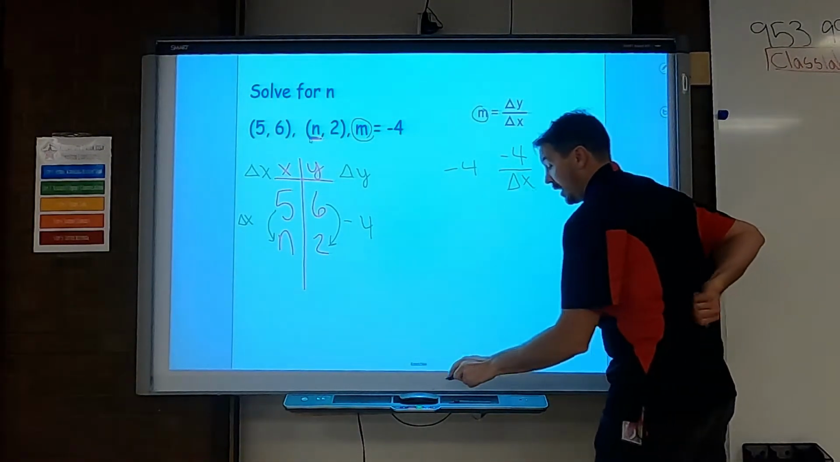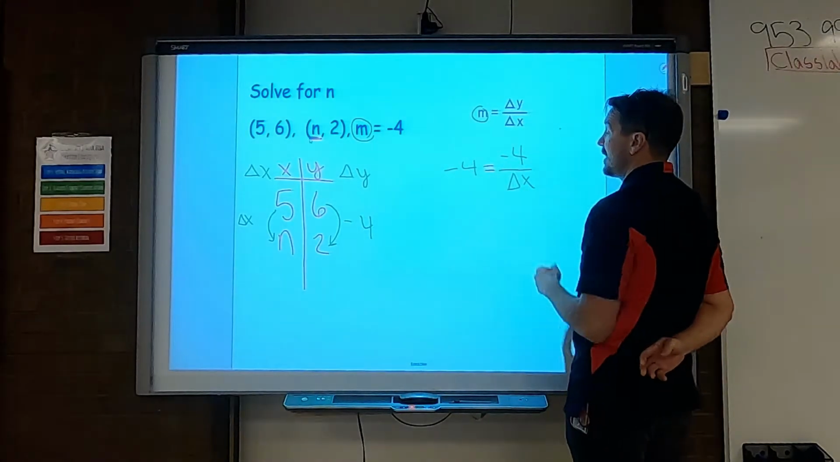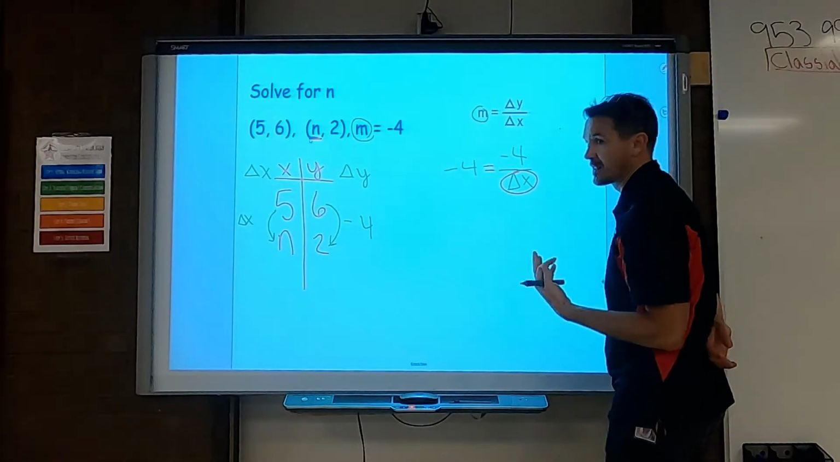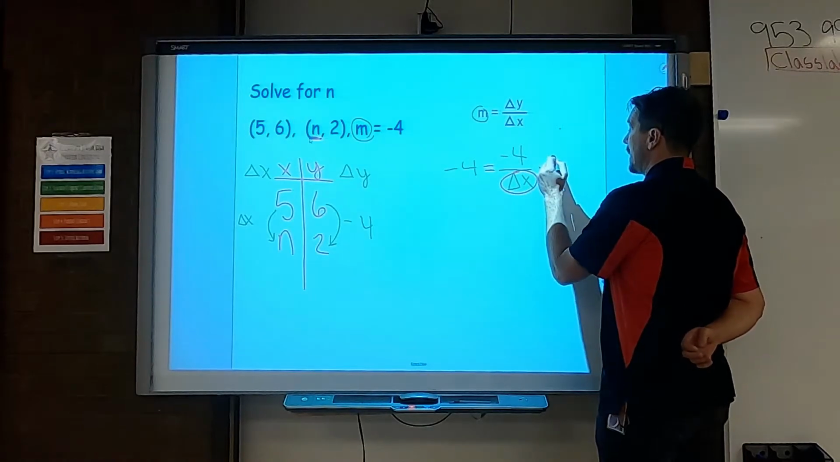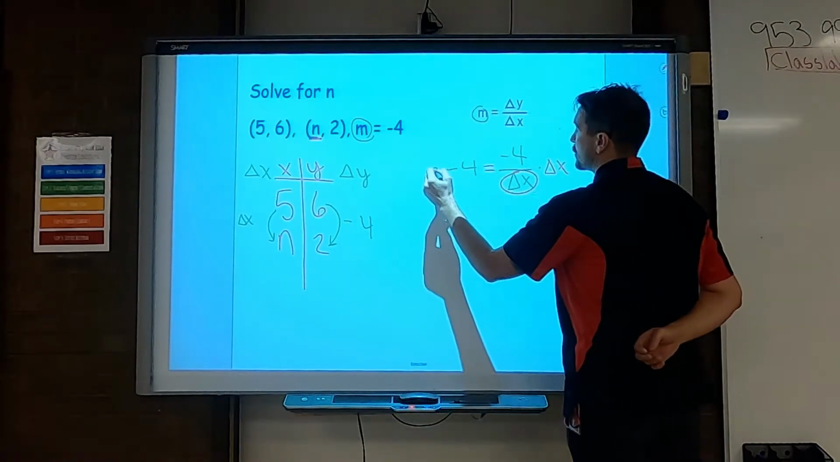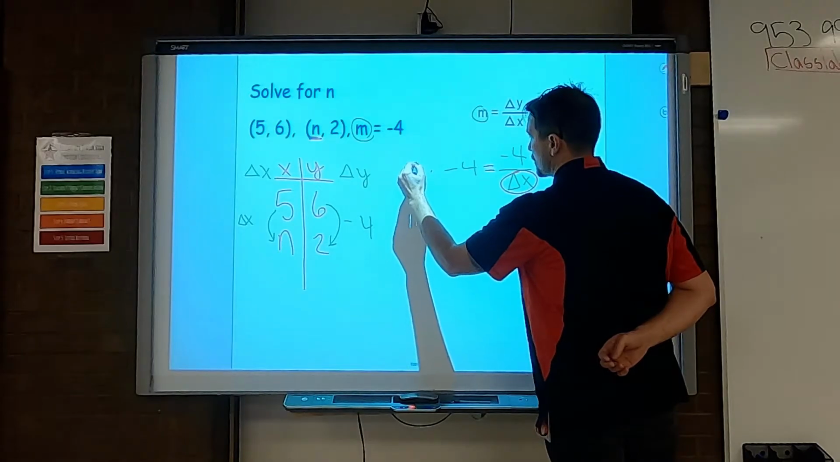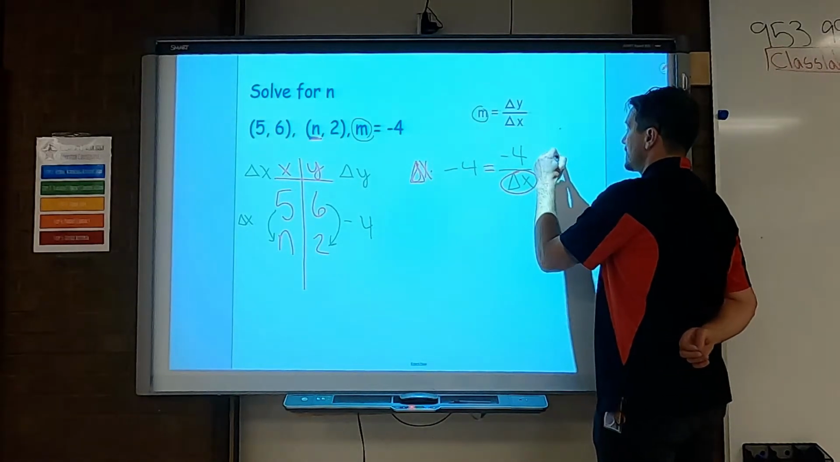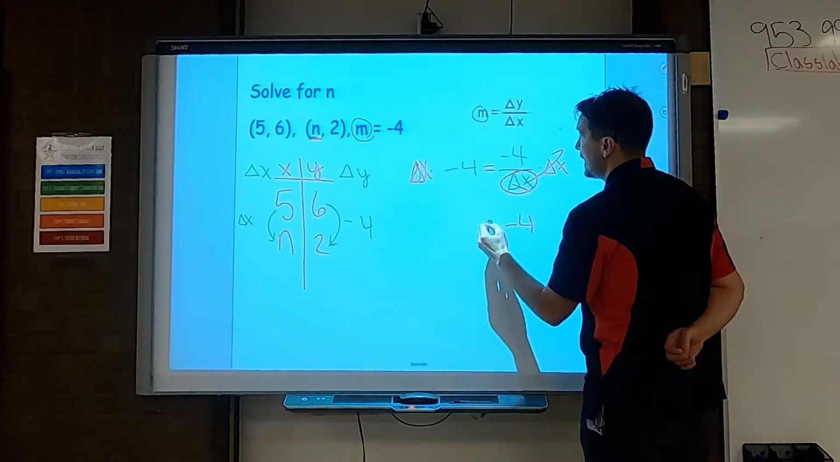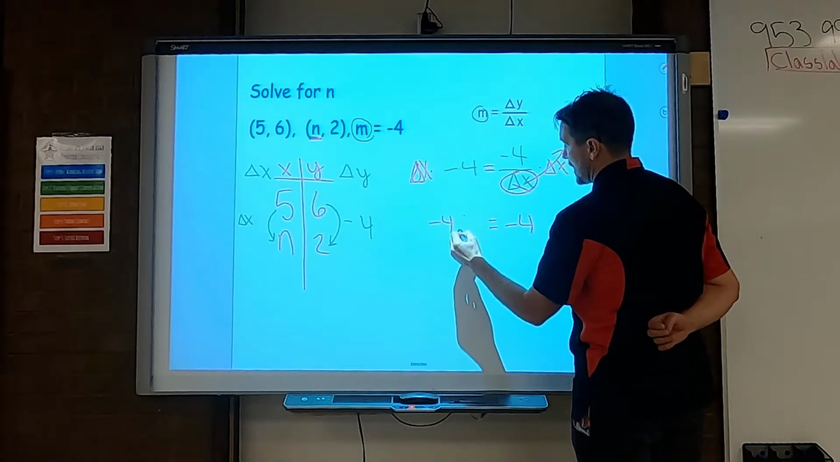Again, if you solve it the way you've solved stuff in the past, you would have to go, okay, here's the variable. Oh, it's in the denominator. So I'm going to multiply by the change in x. This simplifies to 1. I get negative 4 equals negative 4 times the change in x.